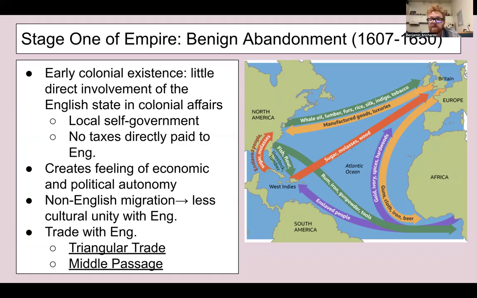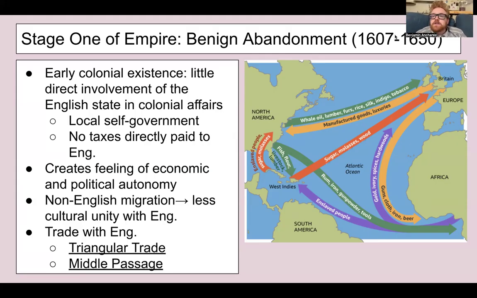Here we go. So, to understand the economic relationship between England and its colonies, we're going to take a look first at a four-step model of how to describe the relationship between England and its North American colonies. And some historians call this the stages of empire. Now, let's focus on this first stage right here, the so-called era of benign abandonment.